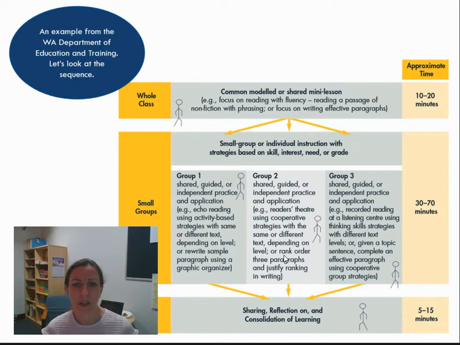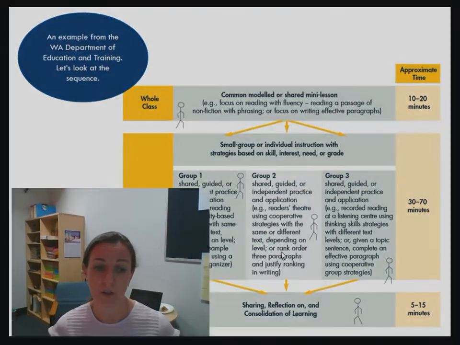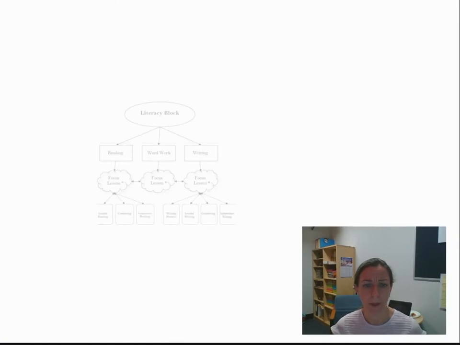Now, of course, this doesn't just happen. It's something you need to teach students how to do. So you would need to teach them how to work in groups and what the expectations are. And you would do that slowly over time. And we'll talk more about that.